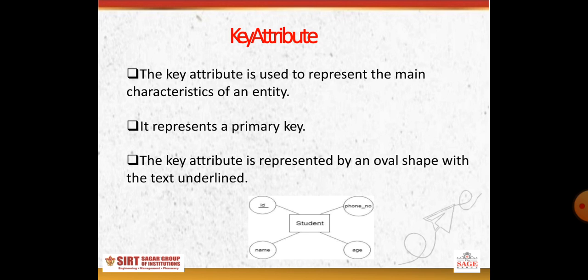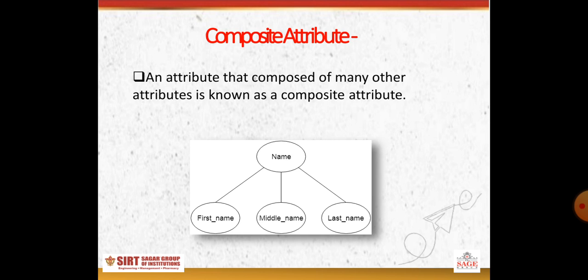Attributes are further decomposed into different types. First one is key attribute. Basically, key attribute are also known as prime attribute, and key attribute is used to represent the main characteristics of entity, and it can be represented as a primary key also. The key attribute is represented in ER diagram by a oval shape with text underlined. Here, student ID is key attribute, and the value of key attribute cannot be null and it cannot be duplicate.